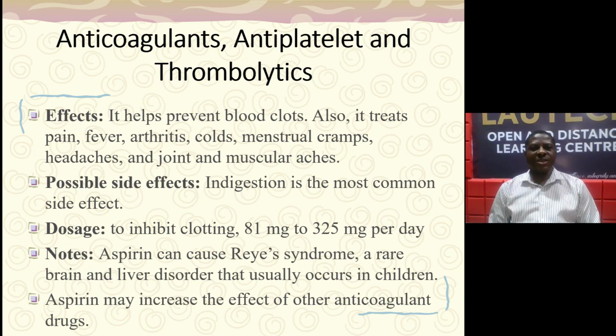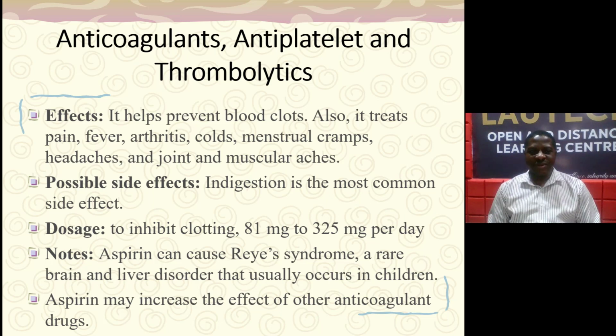The effect of these drugs is that it helps prevent blood clots. Also, it treats pain, fever, arthritis, colds, menstrual cramps, headaches, and joint and muscular aches. And these are the positive side effects. Indigestion is the most common side effect. And the dosage to inhibit clotting can be given at a rate of 81 milligram to 325 milligram per day.